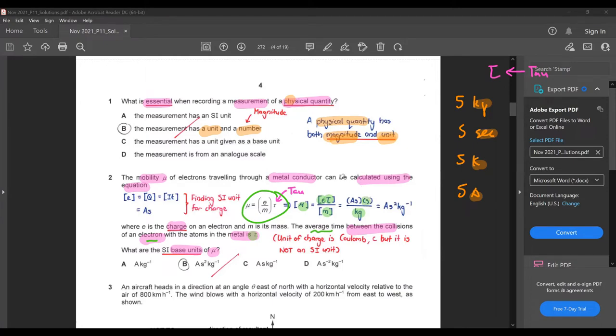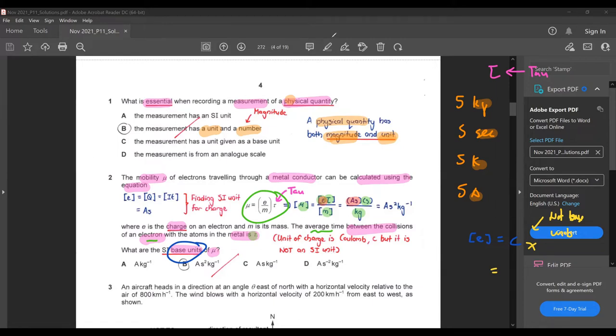Now, specifically when you're dealing with the unit of charge, which is e here, we know that the unit of charge is coulomb, but the thing here is that we want SI base units. So although we can say that the unit of e or charge is coulomb, this one is not a base unit. So we cannot use this. We need to use it in terms of base units.